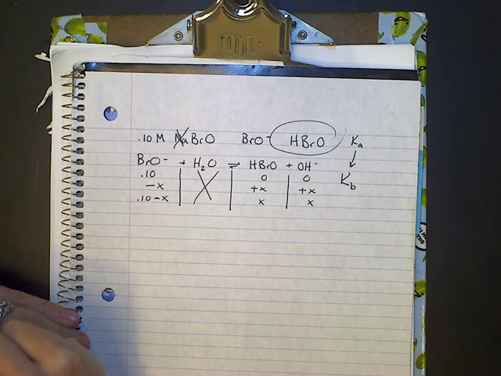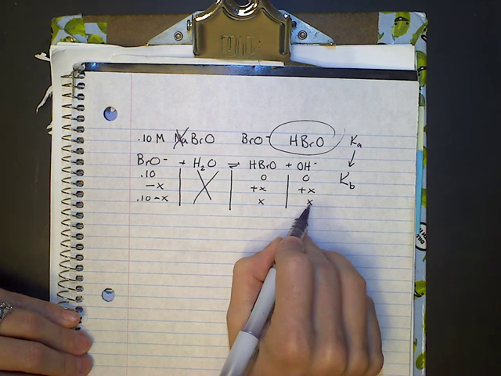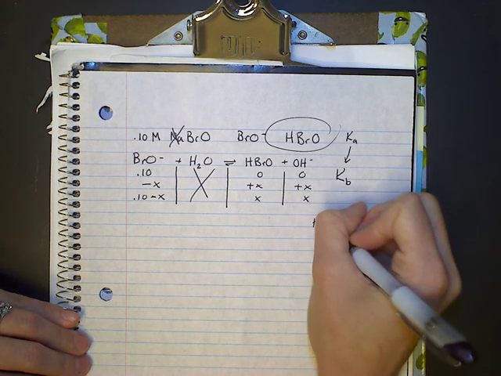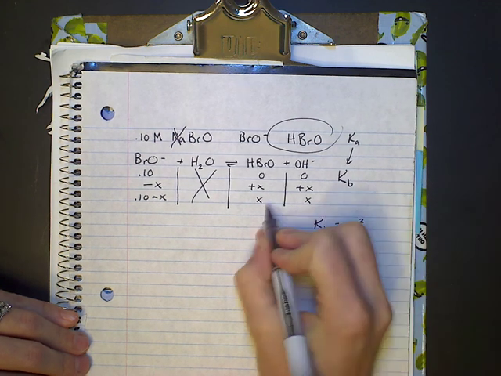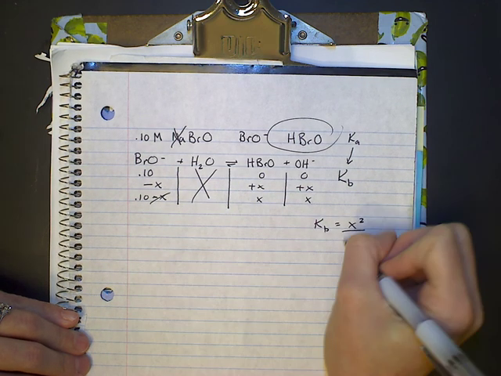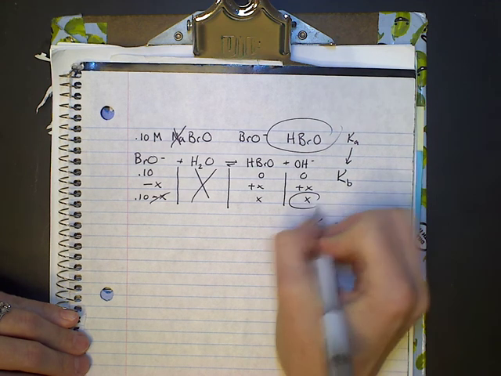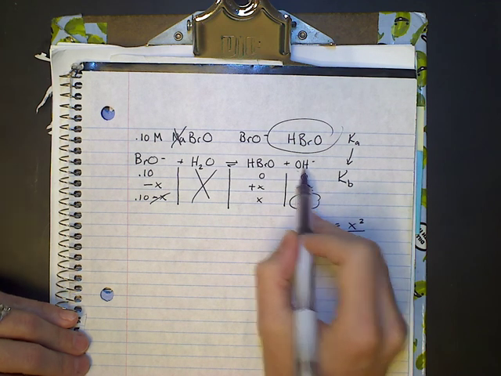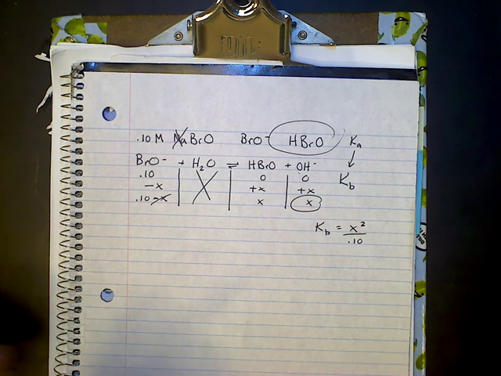So I hope that gives you a hint of what to do. Once you have that Kb, you can plug into your equation, and it's going to look like that. I'm assuming, I haven't checked yet, that you can make the assumption and get rid of this x here and just put that number down there, and then solve for x. That will give you your OH- concentration. From there you can find your pOH, and then from there you can find your pH. Hope that was helpful.